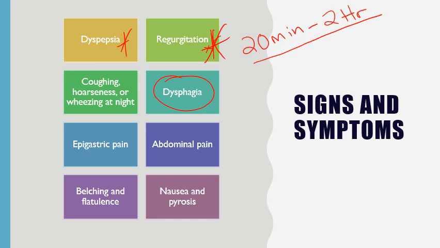They can have coughing, hoarseness, or wheezing at night, epigastric pain. So when we think about our abdomen and we have our 9 regions, epigastric, that one's up here underneath the diaphragm. We can have abdominal pain. We talked about the belching and flatulence, nausea and pyrosis. Pyrosis, fancy name for heartburn.